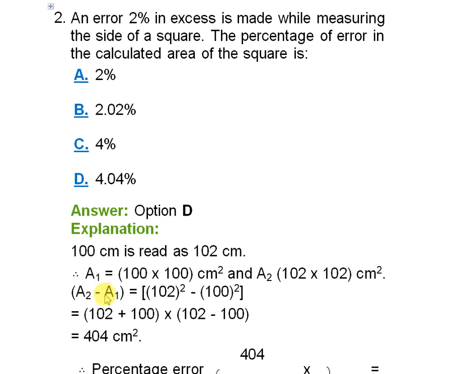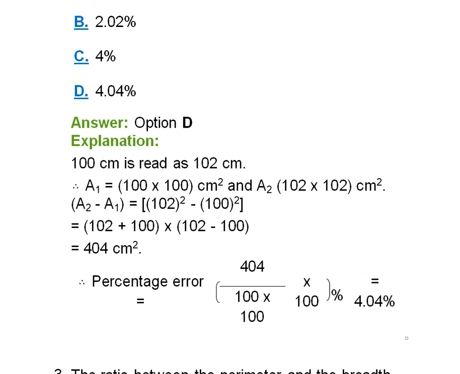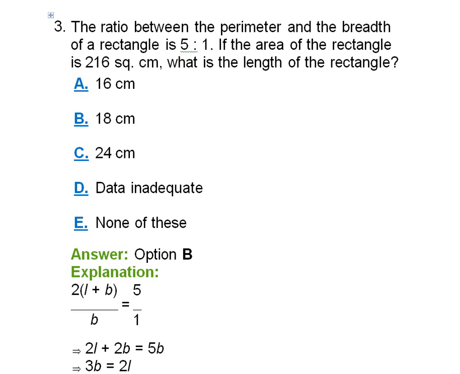So you can easily calculate the error, you will subtract the squares from one another, so that will be equal to 404 centimeter square, but you have to calculate it in percentage, so you will do it as 404 divided by 100 into 100, that will be equal to 4.04%.